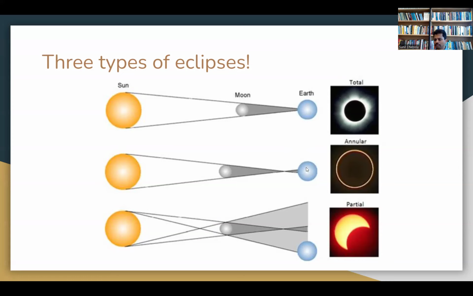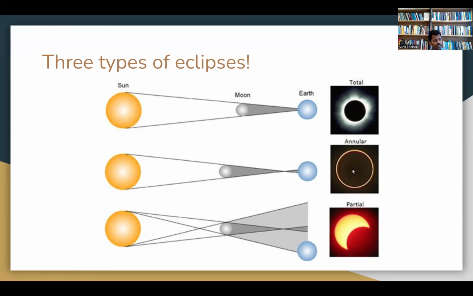But if the earth is much farther away from this point, let's call this the focal point where these tangents meet, then you get an annular region, an annular eclipse. So if you're in this region in the umbral part of the shadow, from your perspective, the moon does not completely cover the solar disk. It leaves out a little annular region that will be visible. So that's why you get an annular eclipse. But if you are anywhere else in the penumbral region, then you get to see a partial eclipse.